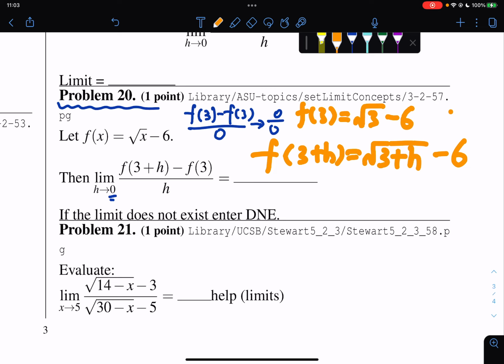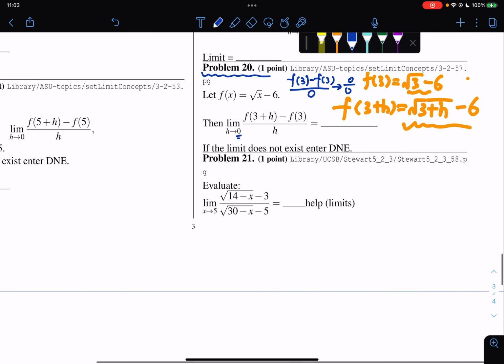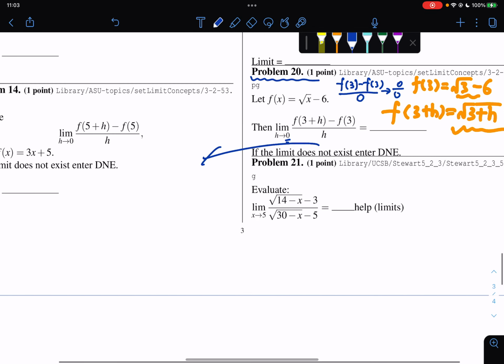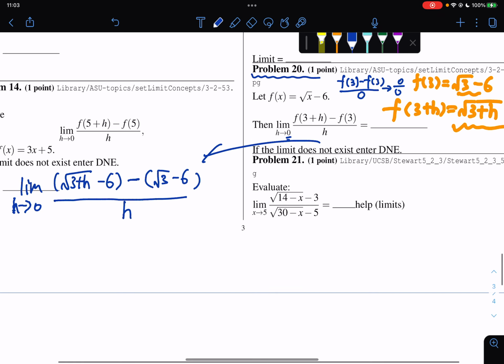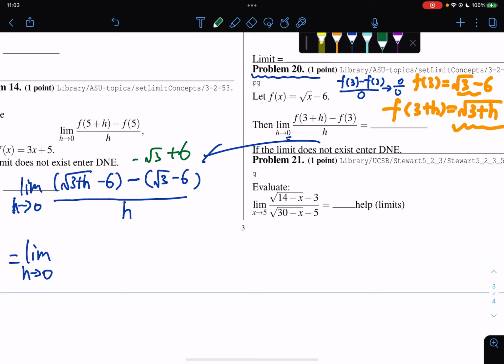So this is what you end up with. Your problem changed into finding the difference between those two and then divided by h. So let's try to carry out my calculation. I have the limit as h approaches 0 of root of 3 plus h minus 6, subtract the second part, which is f of 3, which is root 3 minus 6, divided by h. I firstly want to make my numerator look simpler. It is minus root 3 minus minus, it's plus 6. So those two terms are the same, they're going to be cancelled. So my problem becomes root of 3 plus h minus root 3 divided by h.